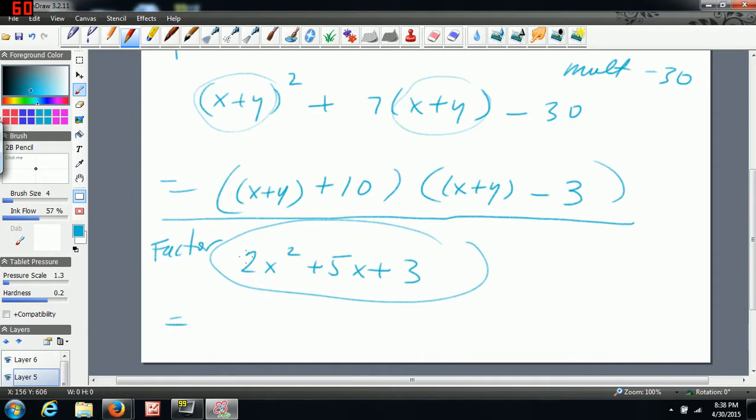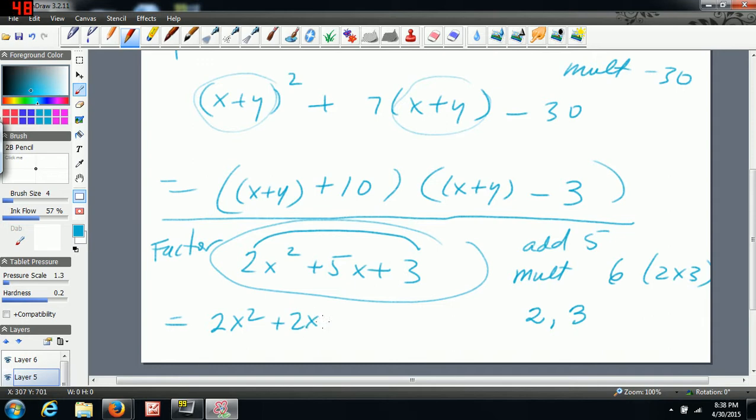Now over here, what you're going to do is think about, again, two numbers that add to the middle term, 5, but this time you want two numbers that multiply to 2 times 3. So it's going to multiply to 6, okay? And we did that by doing 2 times 3. So those two numbers would be 2 and 3. So what you're going to do is take this and replace the middle term with 2x plus 3x.